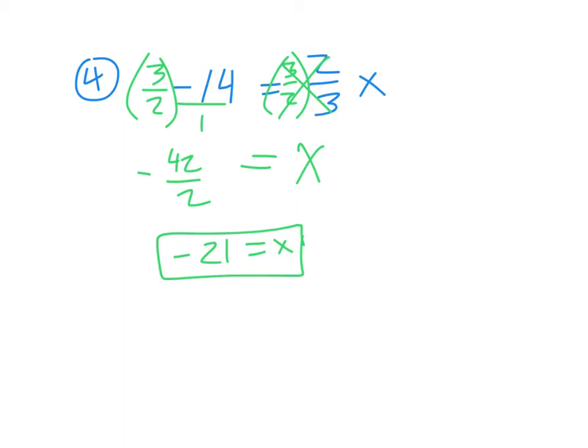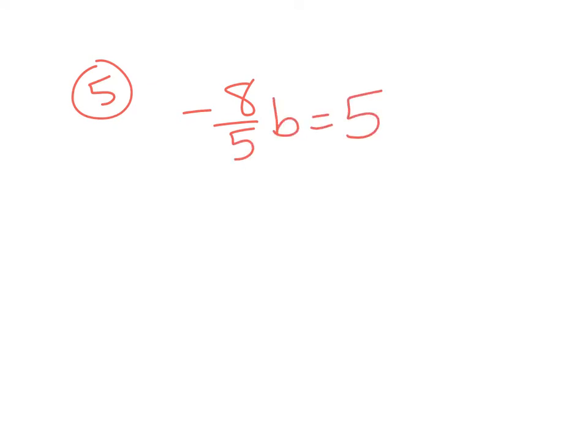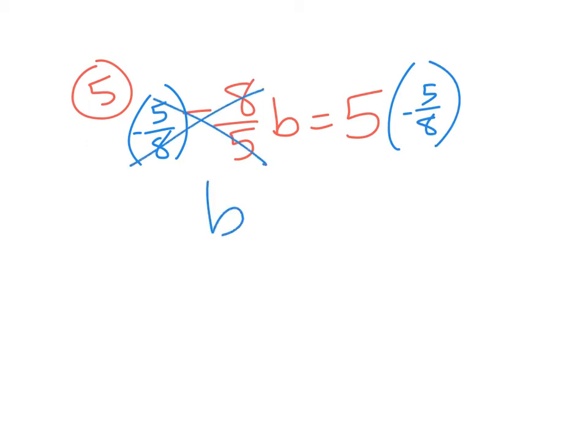So let's do number 5. We have negative 8/5 times b equals 5. So what am I going to do? Flip the fraction. So instead of being negative 8/5, it's negative 5 over 8. So then on this side, negative 5 over 8. So those cancel. I'm left with b. Make this 5 over 1.